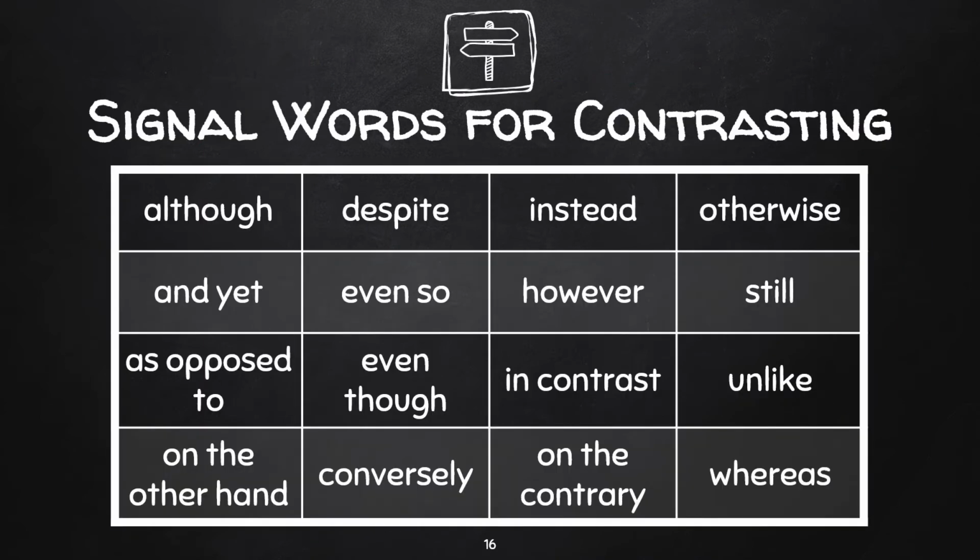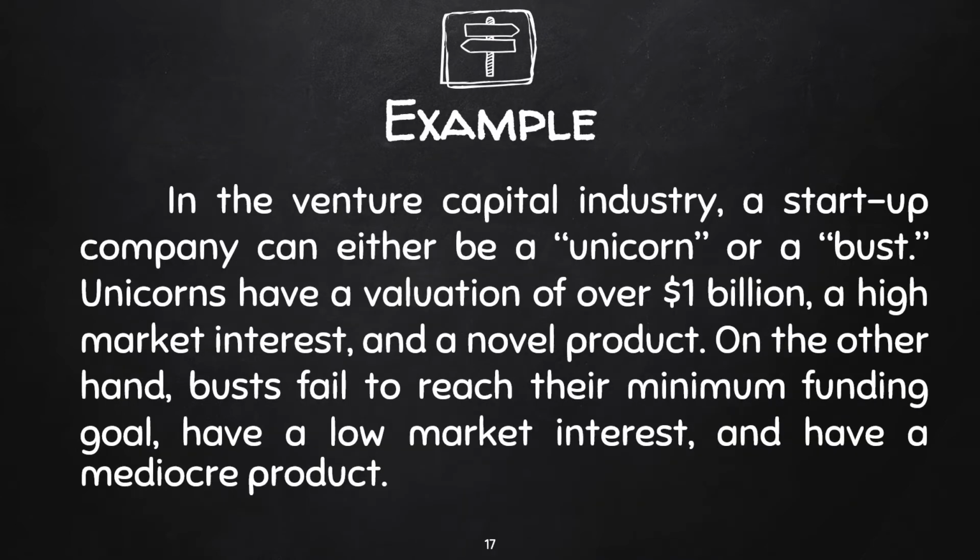The following are the signal words for contrasting: although, despite, instead, otherwise, and yet, even so, however, still, as opposed to, even though, in contrast, unlike, on the other hand, conversely, on the contrary, and whereas. Let's read the sample paragraph.